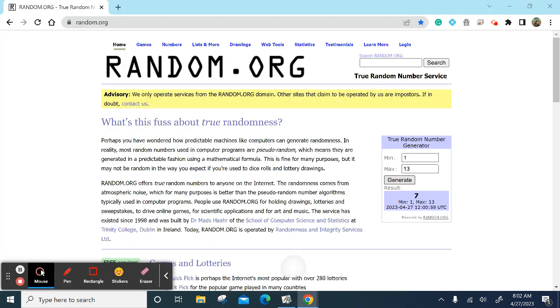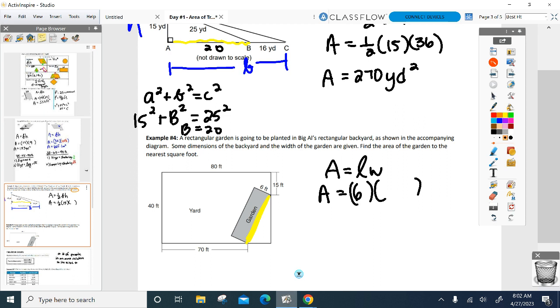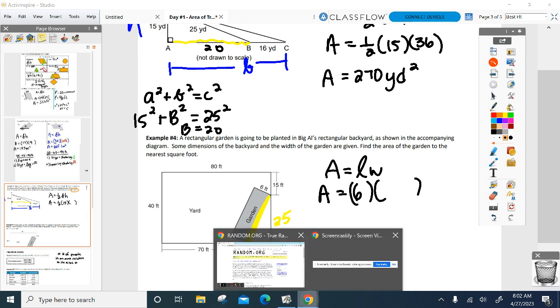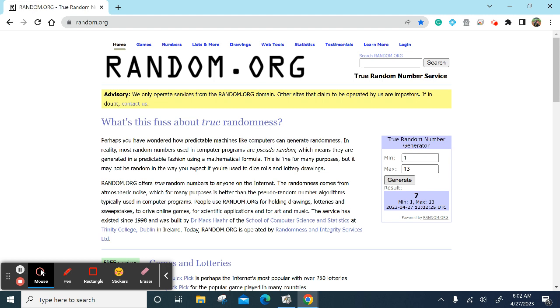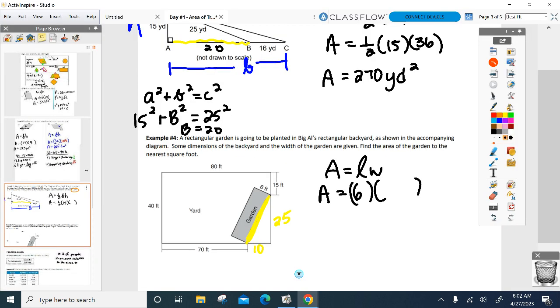All right, quick question for somebody here. It is a rectangle. What do you know about opposite sides of his backyard? Yep, so if that's 40, this side's got to be 40, meaning this is 25. If that's 80, opposite side's 80, so that has to be 10. And then what am I going to do to find the side of the garden? Pythag. Yep.